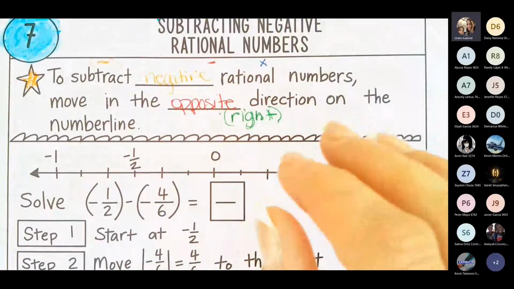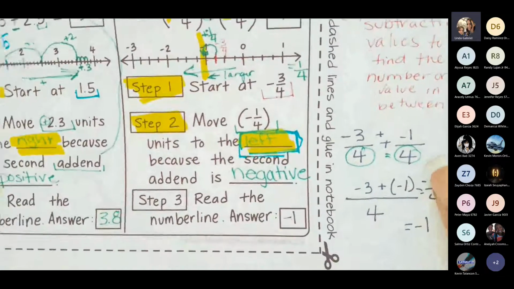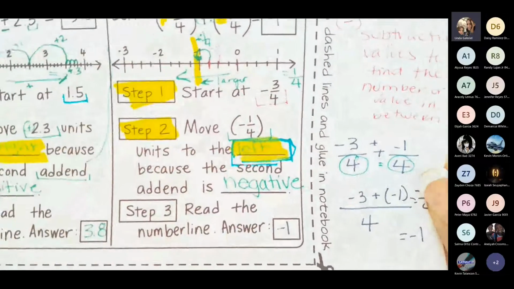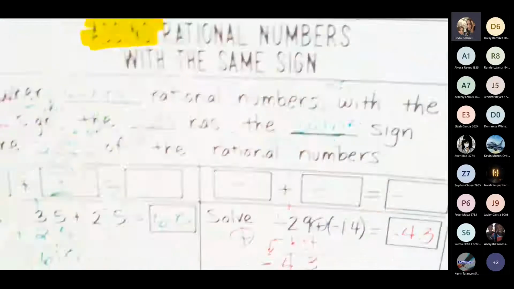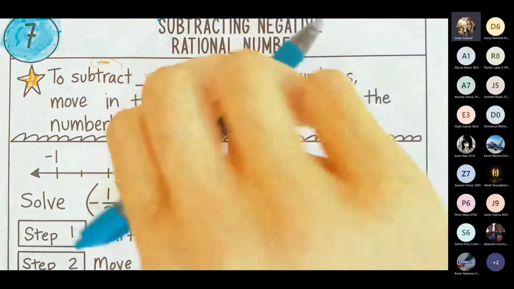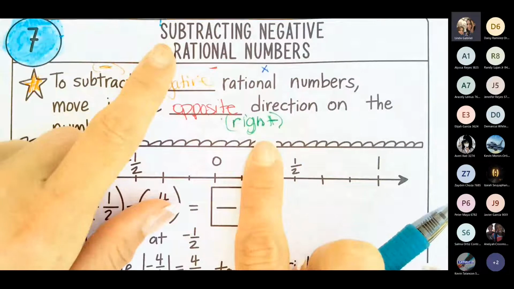So we saw that when we add negative numbers, if I'm adding on the negative side, it usually means I'm going to move to the left. But that's when I add. And right now I'm subtracting. So if I'm subtracting, I'm going to want to do the opposite. That's why it says I'm moving to the right, because I'm doing the opposite of adding, I'm subtracting.